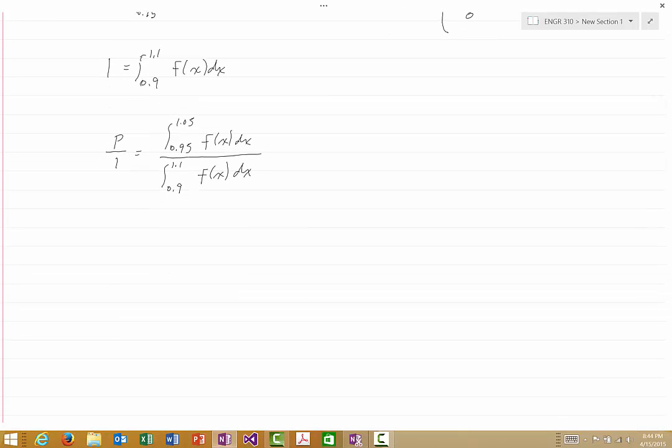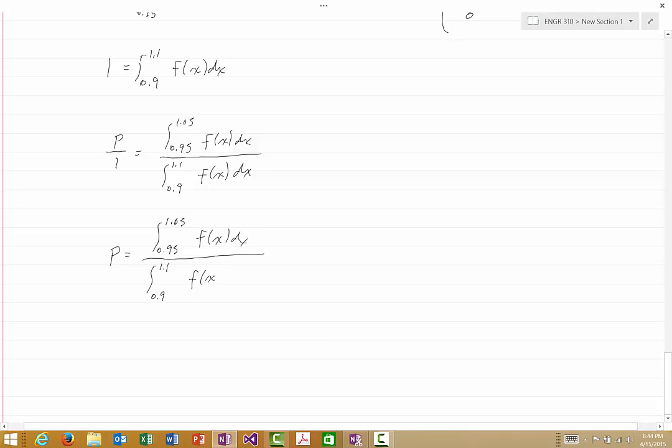And of course, P divided by 1 is simply P. And so we have P is equal to the integral from 0.95 to 1.05 of f of x dx divided by the integral from 0.9 to 1.1 of f of x dx.